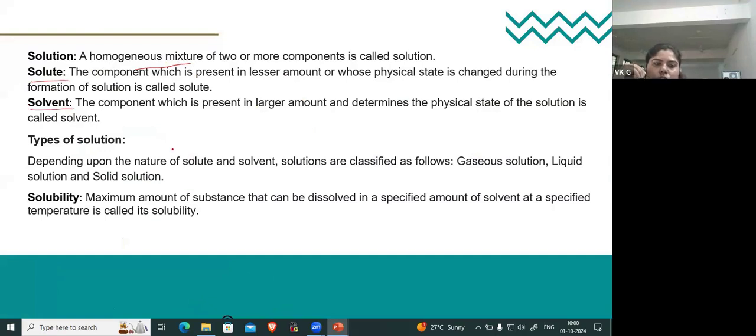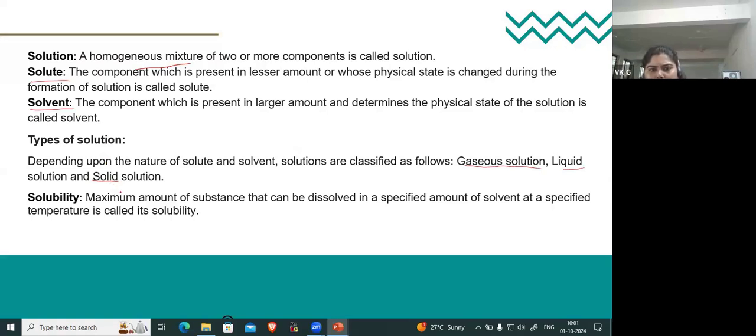Then we also moved on to types of solutions, wherein we decide the state of a particular solution by looking at the solvent that is present. Solvent is the one that is present in larger quantity. So you have gaseous solution, then liquid solution, and solid solution. These were the types of solutions, and we have also discussed examples based on this.